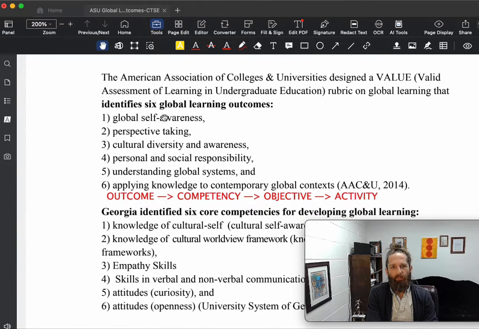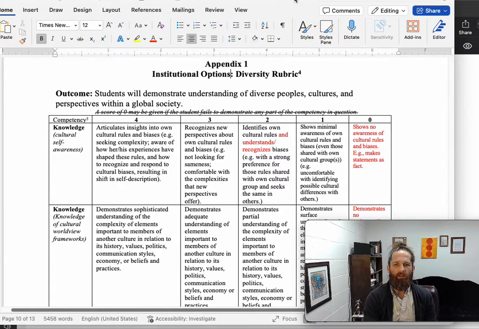So what I've done was talk about the nested relationship between these concepts. So what you'll have to do is pick out the overarching outcome you're interested in. So let's say it's global self-awareness, and then decide on how you want to approach it. Now, to accomplish that, I'm going to share with you the institutional option, which is the diversity awareness for Albany State University. So this here is the outcome. Students will demonstrate understanding of diverse peoples, cultures, and perspectives.